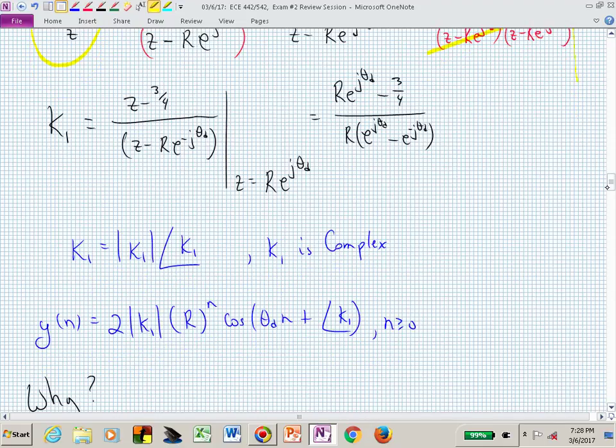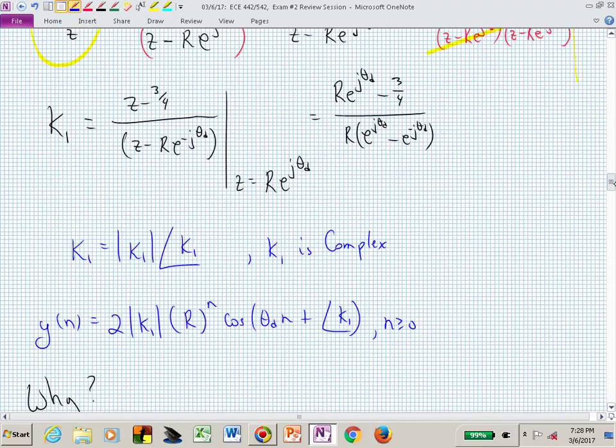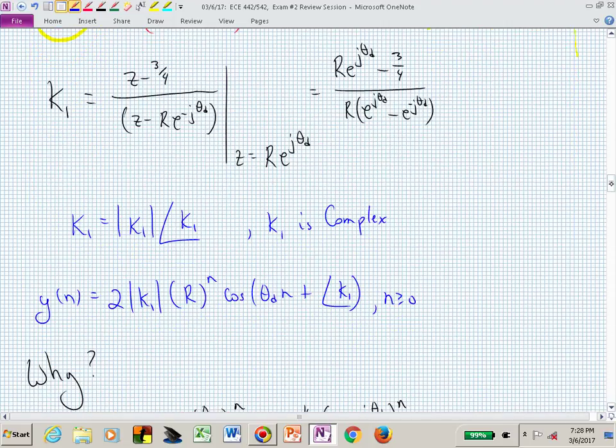And if you're following along, you might want to put on your 2-year-old cap and say, why? Where did this come from? Why can we now immediately, if we know that we have this expression for capital Y of Z, and we have a complex K1 and its conjugate K1 star, why do we know that we end up with this expansion?